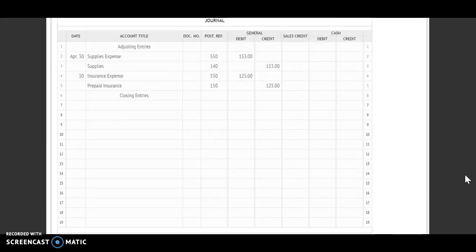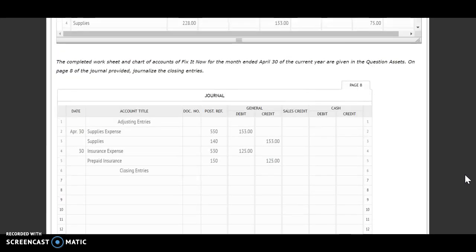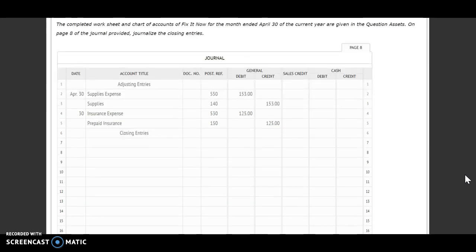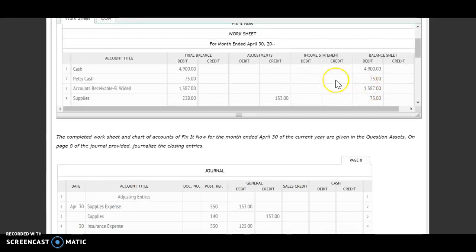Now, it might be a good idea to have your book open while we go through this, just to help you go through those closing entries. So first thing I'm going to do is start with my date. Now we have 4 closing entries that we're going to do. And our first closing entry is we are going to close our income statement accounts that have a credit balance.